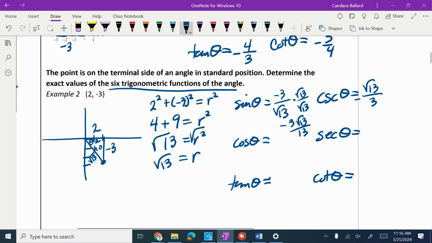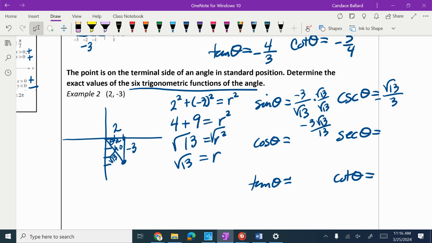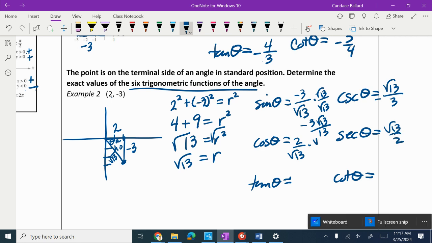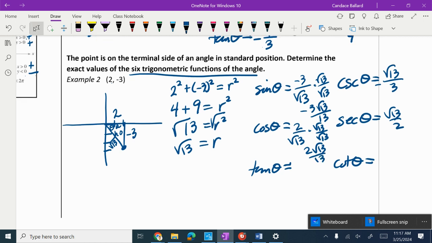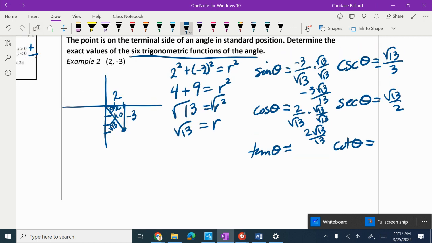All right, what do we get for cosine? What over what? 2 over square root of 13. So secant would be square root of 13 over 2. And I would rationalize this, which means I get 2 square root of 13 over 13. Okay. What do we get for tangent? Negative 3 over 2, which means cotangent would be negative 2 over 3.